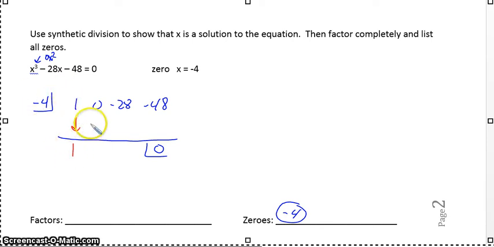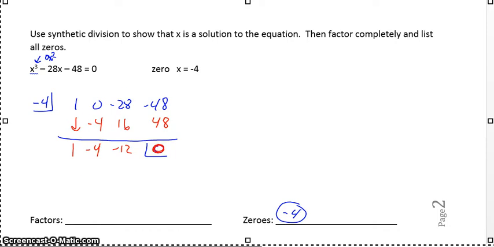So drop down the 1, multiply, it's negative 4, add, it's also negative 4, multiply, it's 16, add, it's negative 12, multiply, it is 48. And so when I add those together, I get 0, and that's what I wanted.